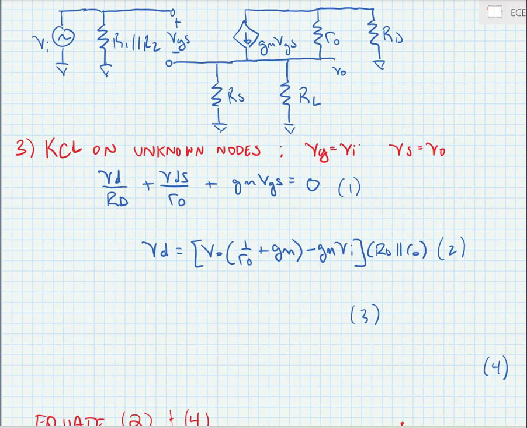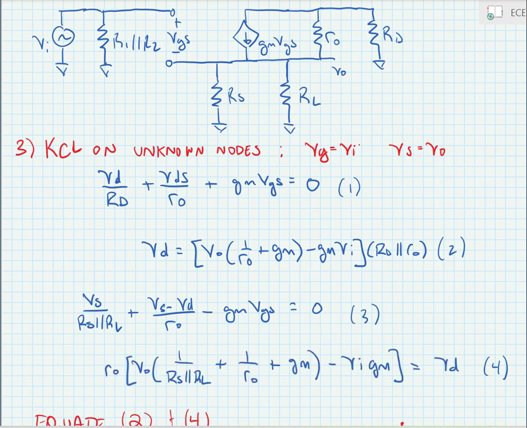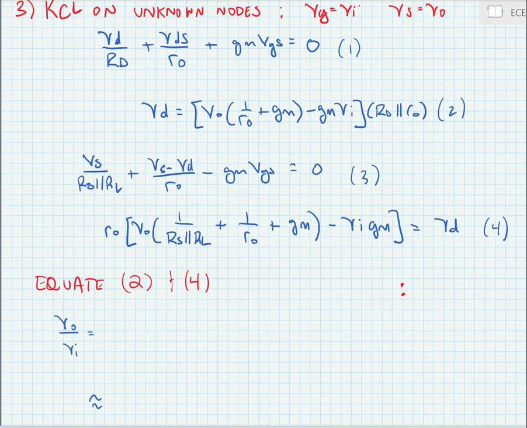We'll next write an equation at the source node. This is equation 3, and we can simplify this and solve for VD as well. All right, now we have two expressions, equations 2 and 4, that are in terms of VD. So if we equate those two, and solve for Vout over Vin, we'll have our voltage gain.